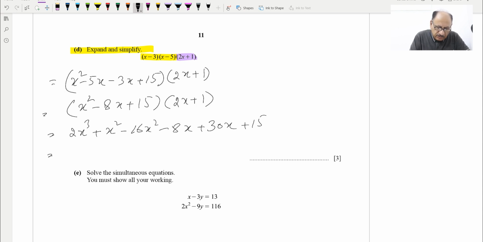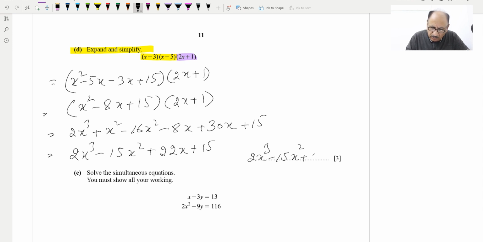Now adding the like terms, 2x cube as it is, and minus 16x square and x square, so minus 15x square, and this will be minus 8x plus 30x, so plus 22x and plus 15. This will be our final answer, which we can write here at the proper given location, and this is for 3 marks which we have done.